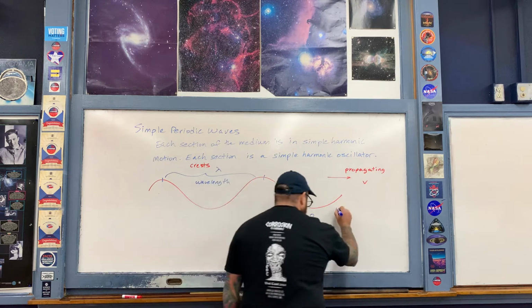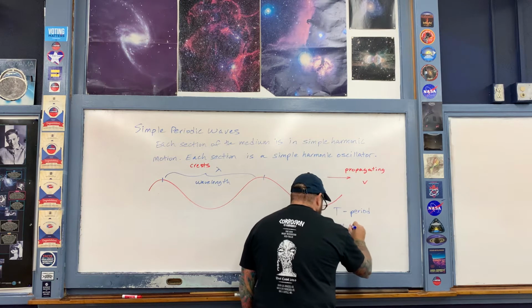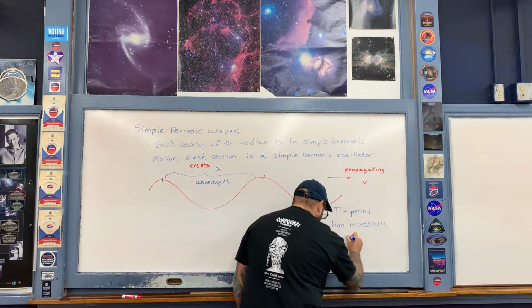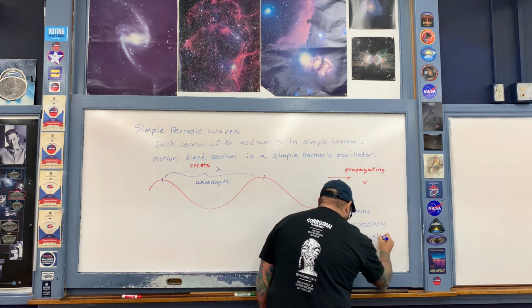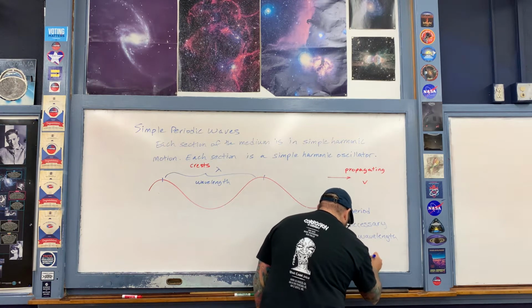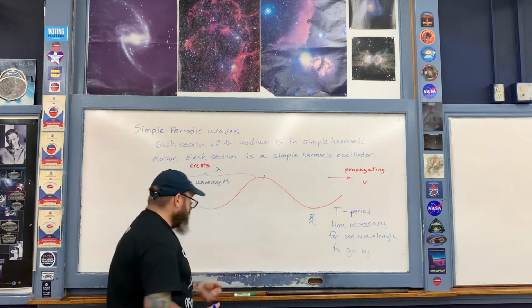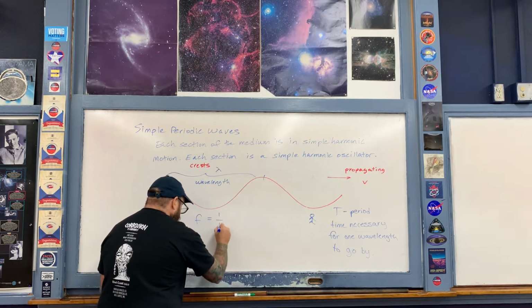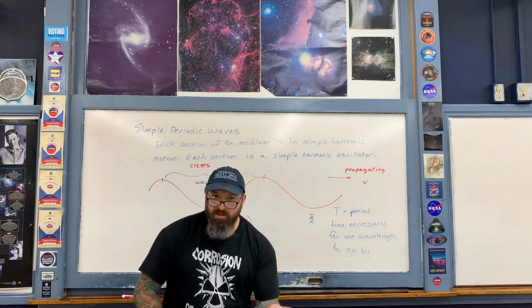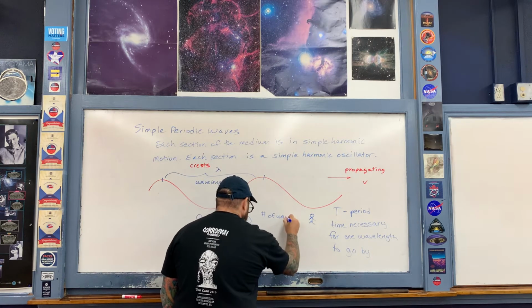So capital T is once again referred to as the period. This is the time necessary for one wavelength to go by. And then the inverse of that, once again, is the frequency. The frequency is equal to 1 over the period. It's measured in terms of hertz. This is the number of waves that goes by per second.